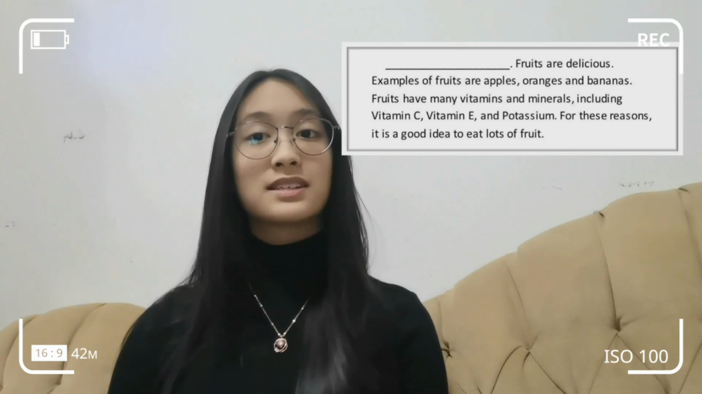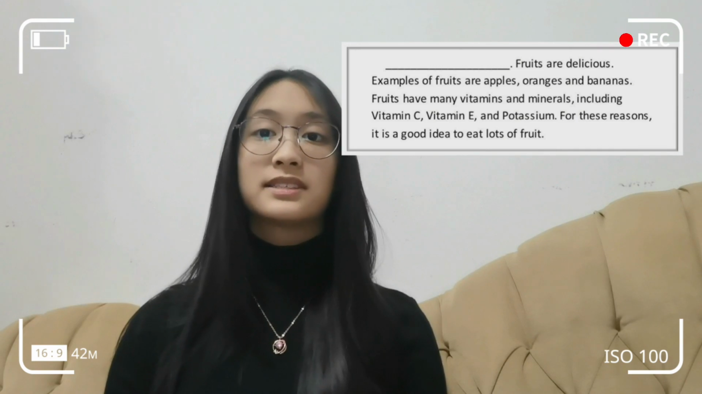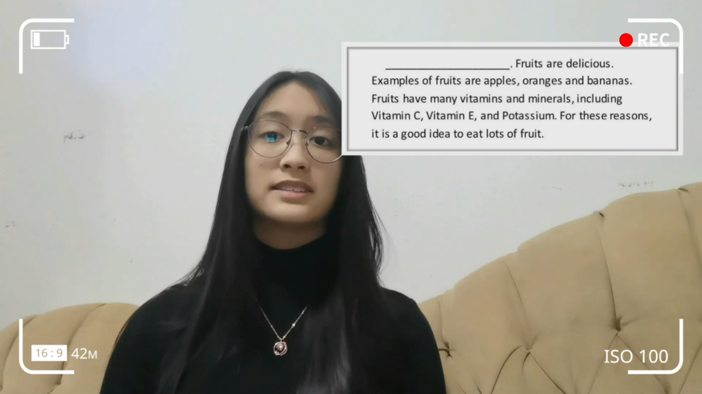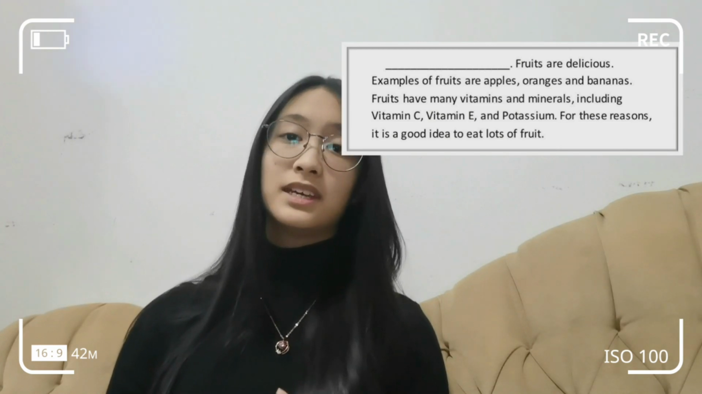Now, how do we know if this is the correct topic sentence for this paragraph? Let's look back at the supporting details. The first supporting detail is fruits are delicious. The second one is examples of fruits are apples, oranges, and bananas. And the third one is fruits have many vitamins and minerals, including vitamin C, vitamin E, and potassium. So as we can see here, all of these supporting details support our topic sentence, which is fruits are healthy and delicious. Now you might be wondering, do I always need a topic sentence? No, you do not always need a topic sentence if your paragraph explains the same idea as the previous paragraph or if it acts as a transitional paragraph.